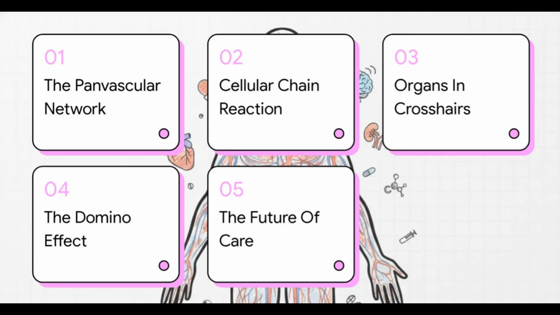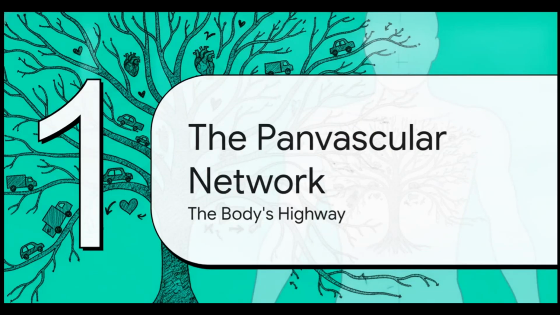All right, let's dive right into this. Our roadmap for today's explainer covers 5 quick sections: the panvascular network, the cellular chain reaction, organs in the crosshairs, the domino effect, and finally, the future of care. Starting off with Section 1, the panvascular network, which is essentially the body's interconnected highway.